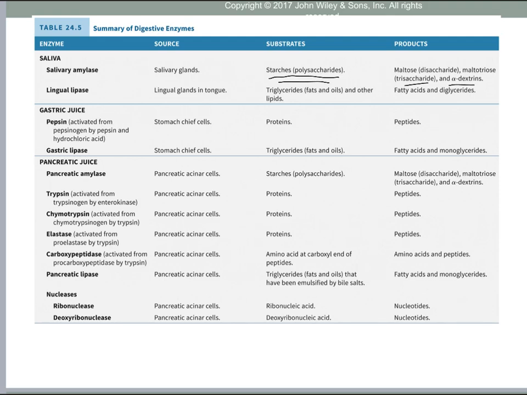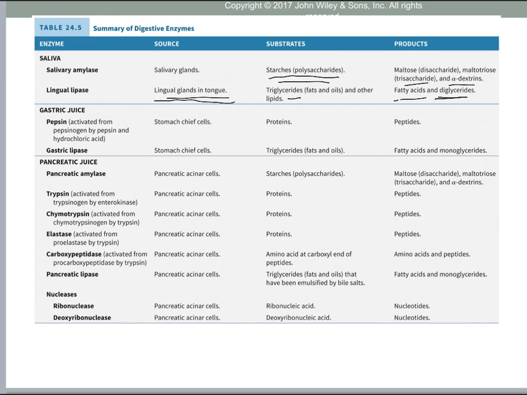Next is lingual lipase. Remember, we're dealing with fats and diglycerides or triglycerides. So we're starting with lingual glands or the sublingual glands of the tongue. Our substrate, what we're breaking down, is triglycerides and other fats. And our product are going to be fatty acids. And again, one step down from triglycerides into a diglyceride.